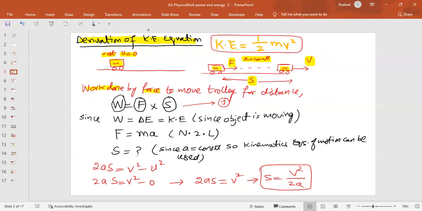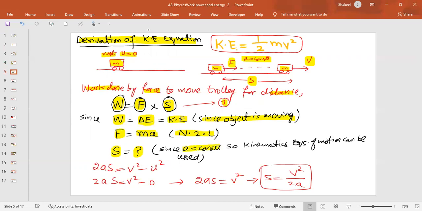So work done by this force to move the trolley for this distance, we know that work equals force times distance. This is equation 1. Now, we know that this work is equivalent to a change in energy of the object, and this work will change the kinetic energy of the object since the object is moving. So we can replace work with kinetic energy. And for force, force equals ma, which is from Newton's second law of motion. And for the third thing, which is displacement, question mark. So we have to see what s is equivalent to.